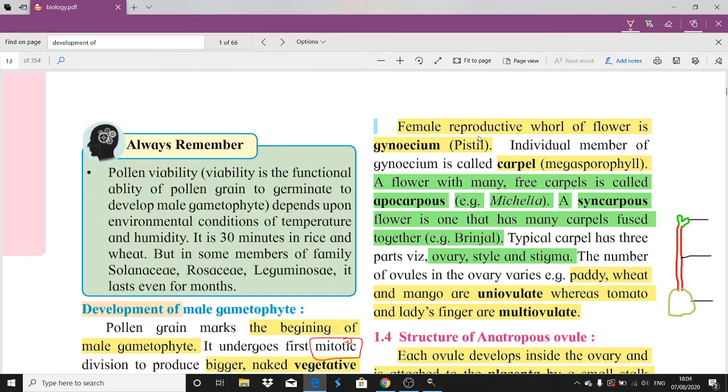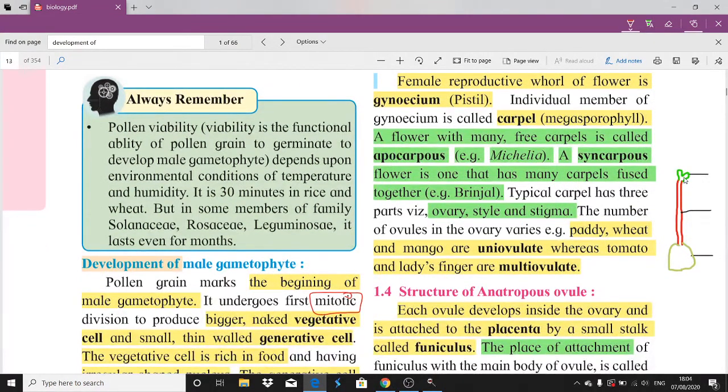Now talking about the female reproductive whorl of the flower, that is called as gynoecium or pistil. So individual member of the gynoecium is called as carpel. Now यहाँ पे एक डायग्राम मैंने ड्रॉ किया है. See, now this whole part is called as a carpel and that carpel is known as megasporophyll. पहले वाला जो था मेल, इसको बोलते हैं माइक्रोस्पोरोफिल. ये आपको टर्म्स याद करने हैं. Microsporophyll is different than the megasporophyll. Microsporophyll it is male and megasporophyll it is female.